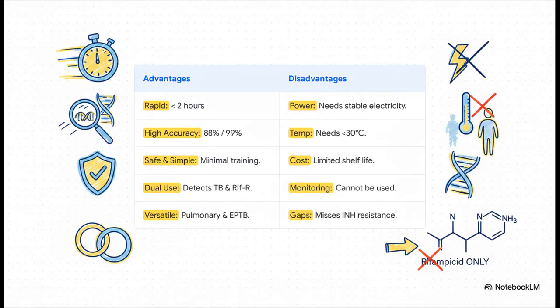Okay, this slide is perfect for revision. The pros are obvious game changers. It's fast, accurate, and safe. That dual detection is the superstar, right? Knowing about RIF resistance on day 1 is huge. But for your exam, you have to talk about the limitations. It needs stable electricity and a cool room, which can be tough.